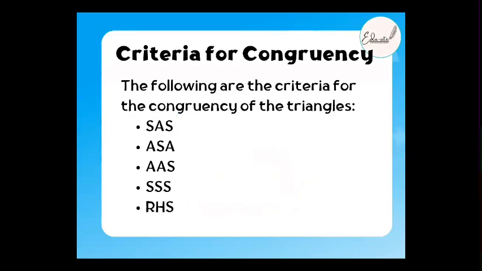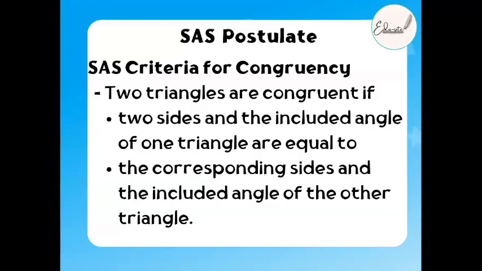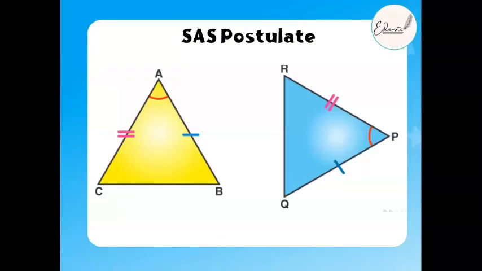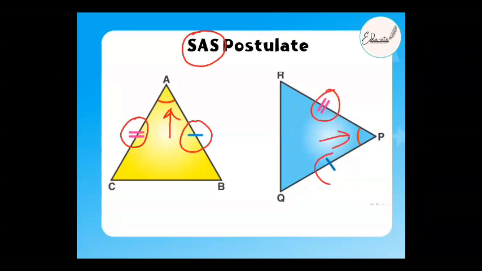Okay, Alhamdulillah. We had discussed all of these in previous class. Do you remember? Yes, Alhamdulillah. So we'll quickly see SAS postulate. What is SAS postulate, beta? Two triangles are congruent if two sides and one angle of the triangle are equal, correct? Yes. Okay, so here, what is it, beta? One angle, two sides, correct? It is SAS. One angle, two sides, correct?